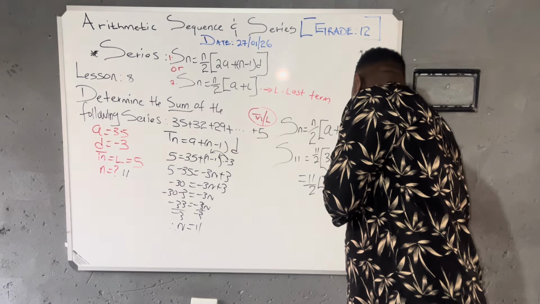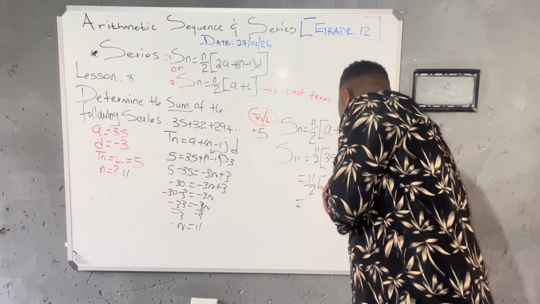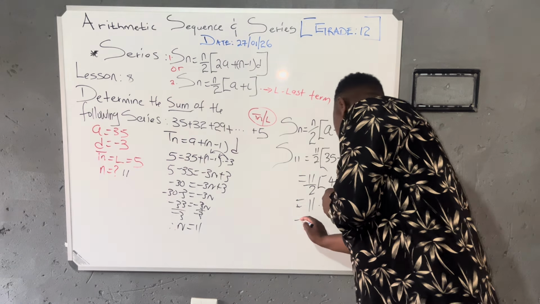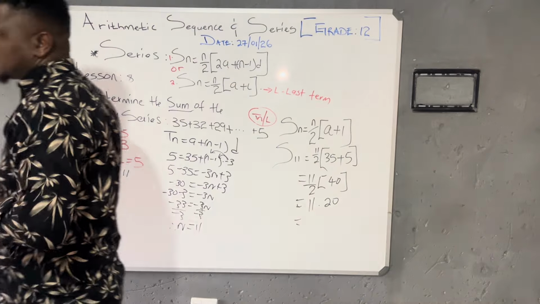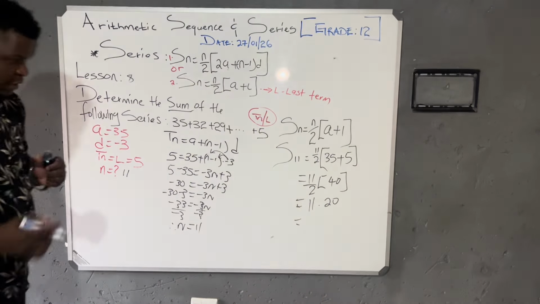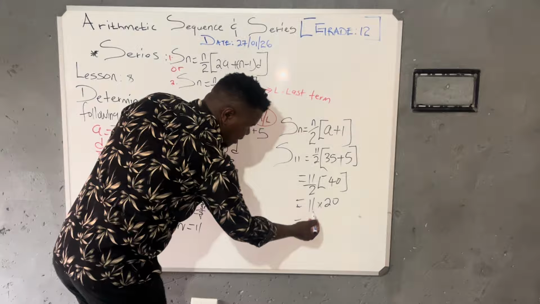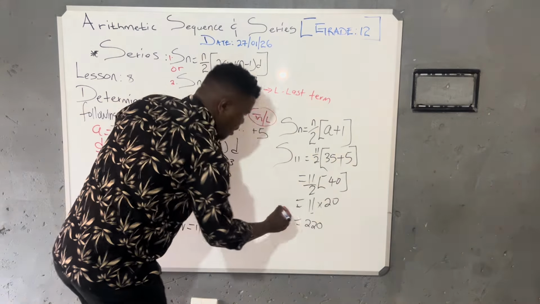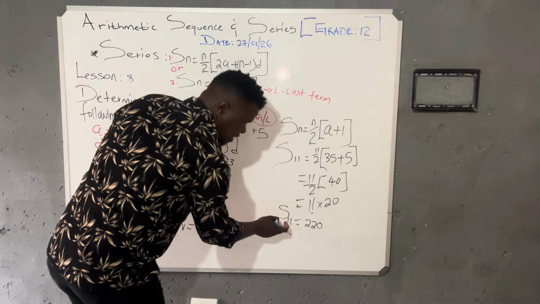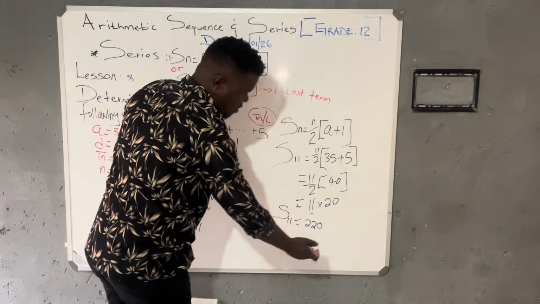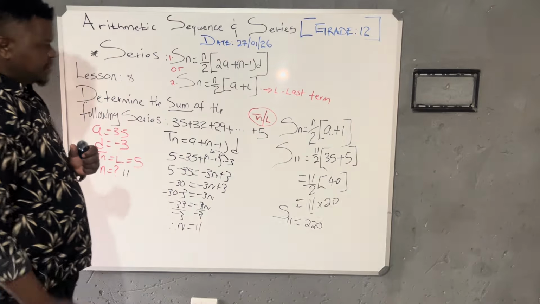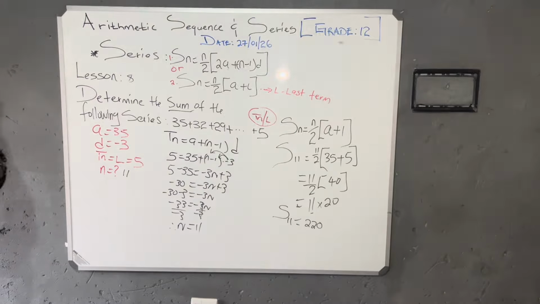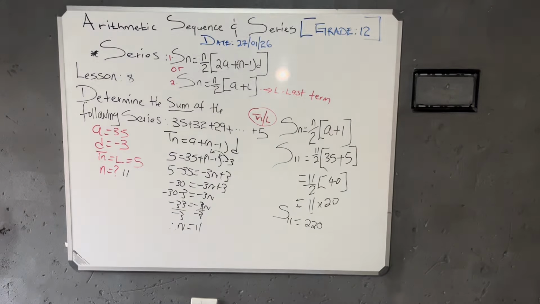So this gave me a 40. And then 20 into 40 goes 20 times... then what is 11 times 20? I know that 11 times 2 is 22, then add that 0. So the sum of the first 11 terms is equivalent to 220. That is lesson number 8 under arithmetic sequence and series.